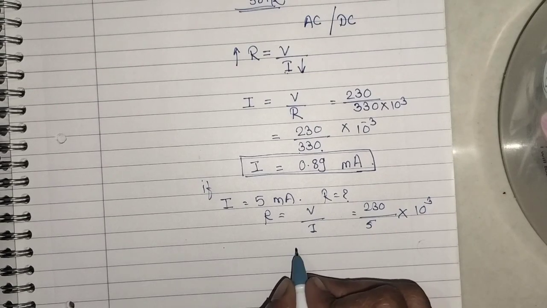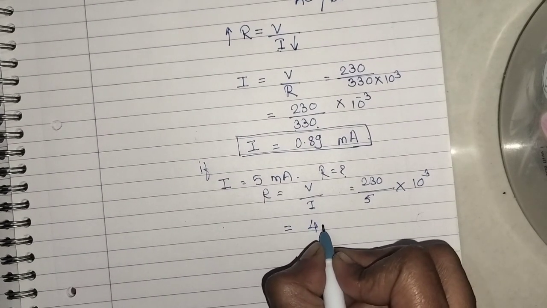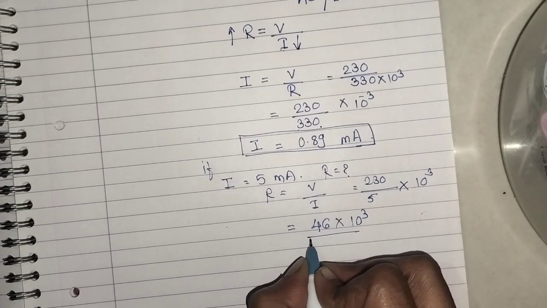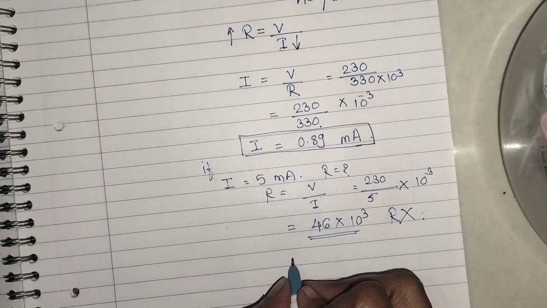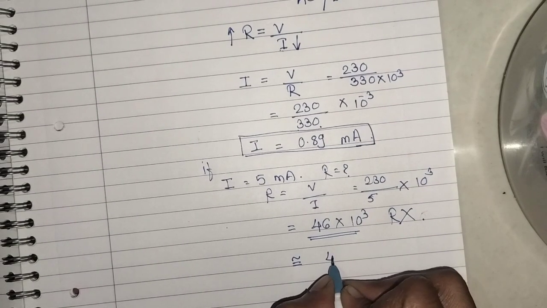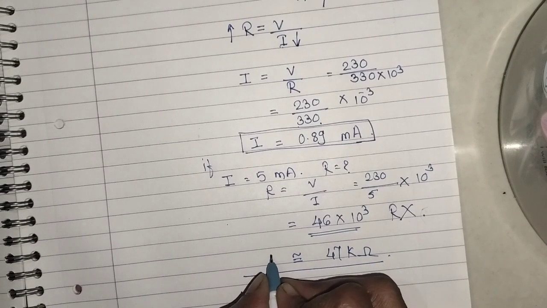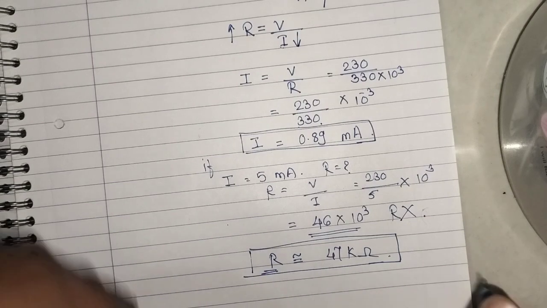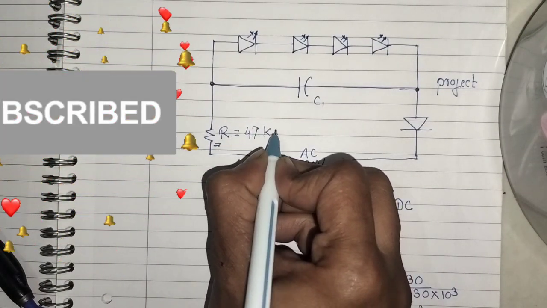So if you do the calculation over here, it's approximately 46K, but that value of resistor we don't have. Nearly, we have 47 kilo ohms. So that is the value we will use for the resistor. So here we get the value, and that's 47 kilo ohm.